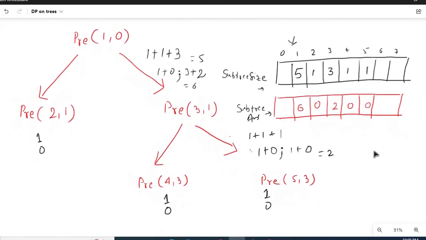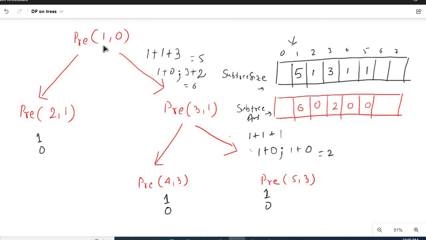So how do we calculate the first part? The first part is basically very simple. You take two arrays, subtree size and subtree answer. So basically the subtree size would save the size of the tree that is present below, including that node, and subtree answer would store the answer of all the nodes that are present below that node, including that node.